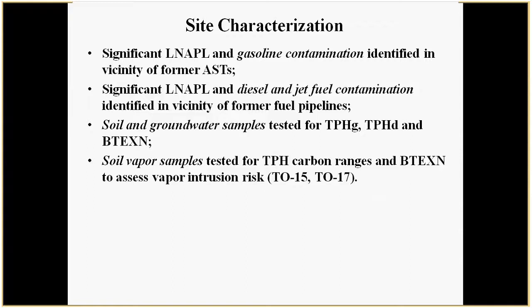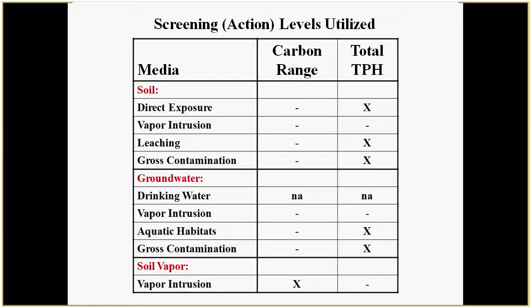For soil vapor samples, though, in this case, we're assuming they're tested for TPH carbon ranges. It's going to be a complicated site, mixed fuels, so we want better data for the vapors. And also the vapors are tested for BTEX and naphthalene to assess vapor intrusion risk using methods TO-15 and 17. Here's a summary of the screening or the action levels utilized. Again, for soil, we're focusing on just testing for TPH like we generally have always done for contaminated soil, and just using the carbon range weighted screening levels.